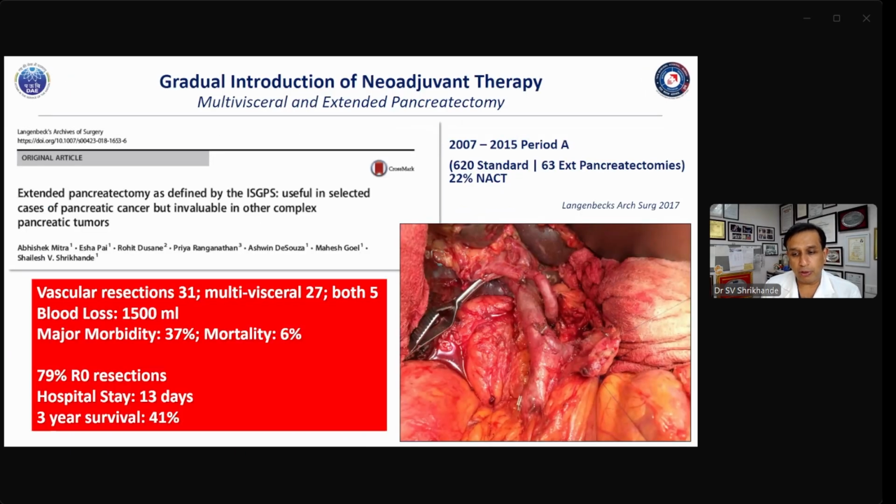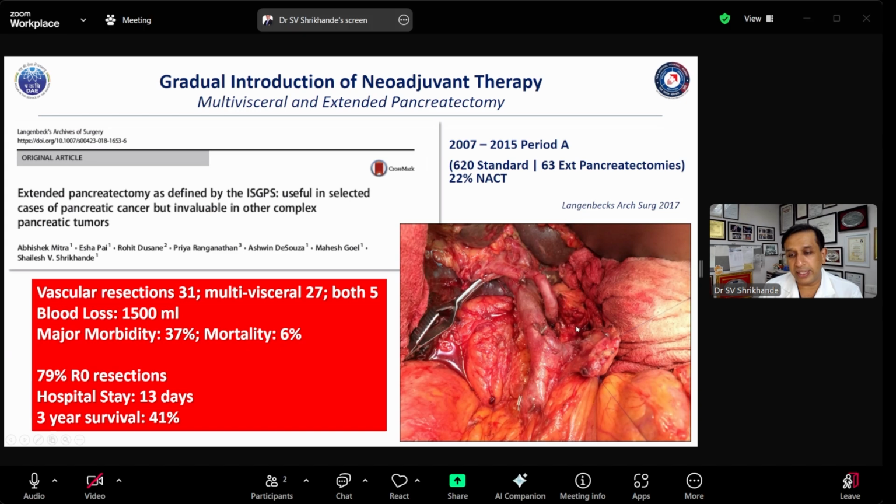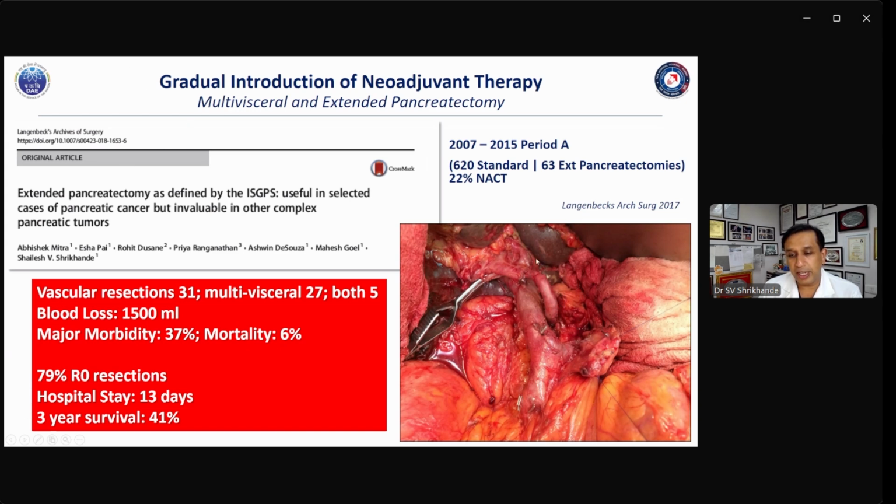We have also done a few arterial resections. We don't do too many, but here in the initial period of 8 years, we have done 63 extended pancreatectomies. And during that time, you will notice only 22 patients got neoadjuvant therapy. This is a splenic artery which is divided, and common hepatic artery is resected, and the splenic artery is swung to join the right and left hepatic artery.